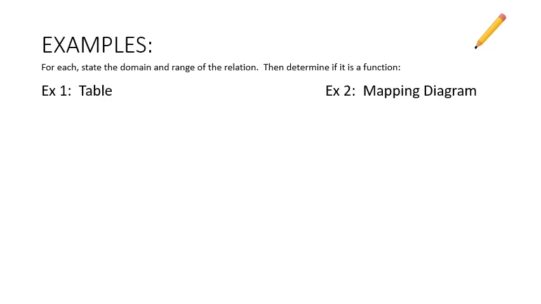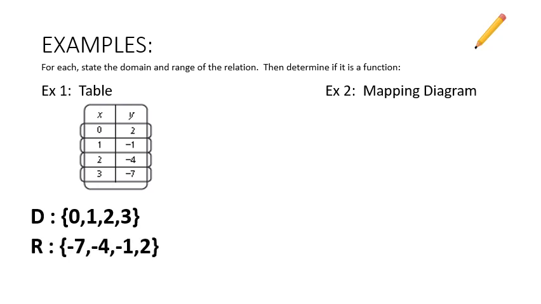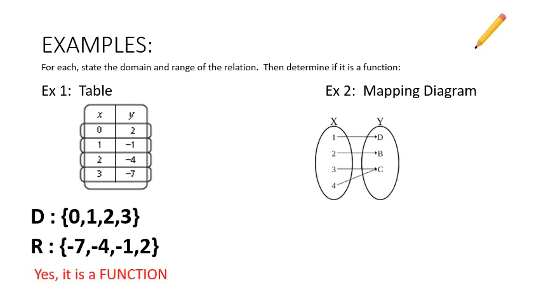For example, for each, we want to state the domain and range of the relation and determine if it is a function. Look at the following table. The domain is the inputs, 0, 1, 2, 3, and the range is my output. The domain is mapped to the range. Each input has one output value, so it is a function.